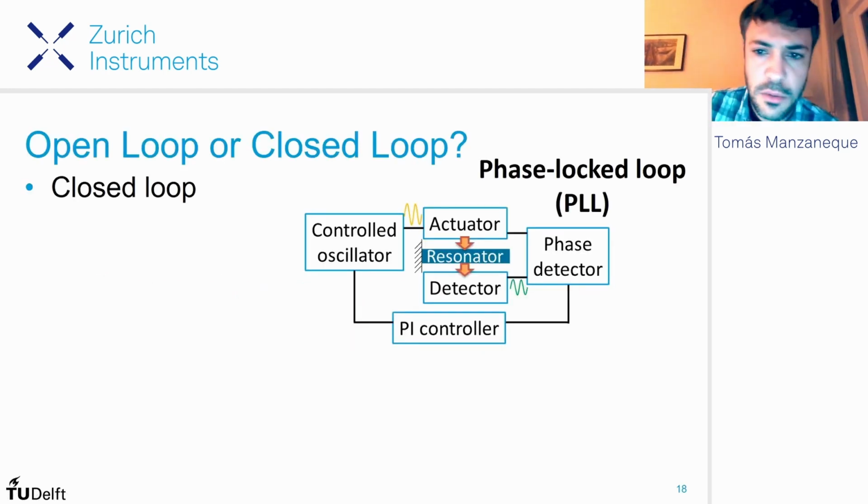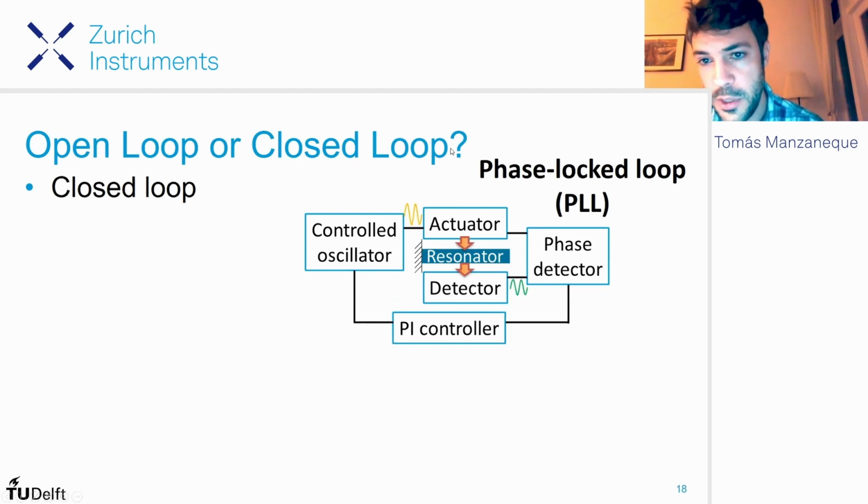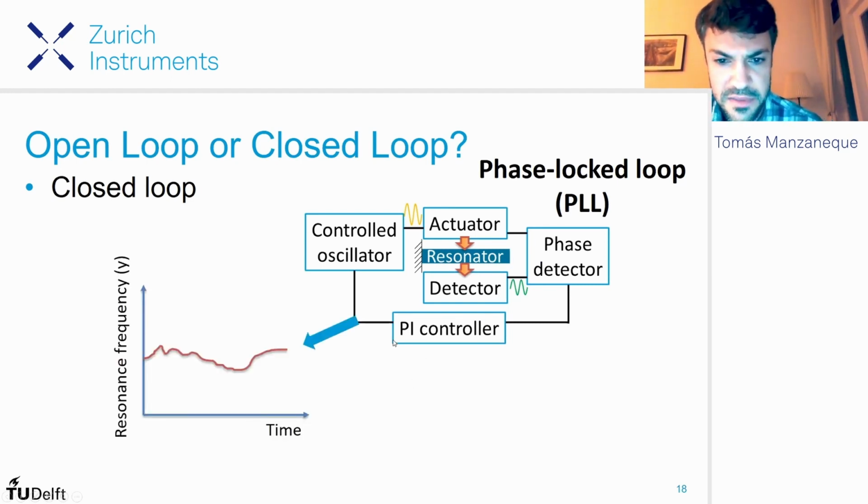So to give an overview, as I've described before, we can have a closed loop system, such as the phase lock loop, which is a very flexible implementation, and we can implement it with our Zurich Instruments lock-in. And this can give us a readout of the resonance frequency continuously over time, and from this we can calculate the Allan deviation.